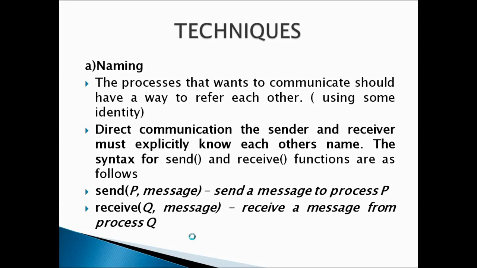In direct communication, the sender and receiver must explicitly know each other's name. That means, before sending something, I need to know the receiver's name. Before receiving something, I need to know the sender's name. They have to know each other. Now, what is the syntax for that system call? So here, you can see a process P can send a message. In the same way, process Q can receive a message. Right? Understood, guys?